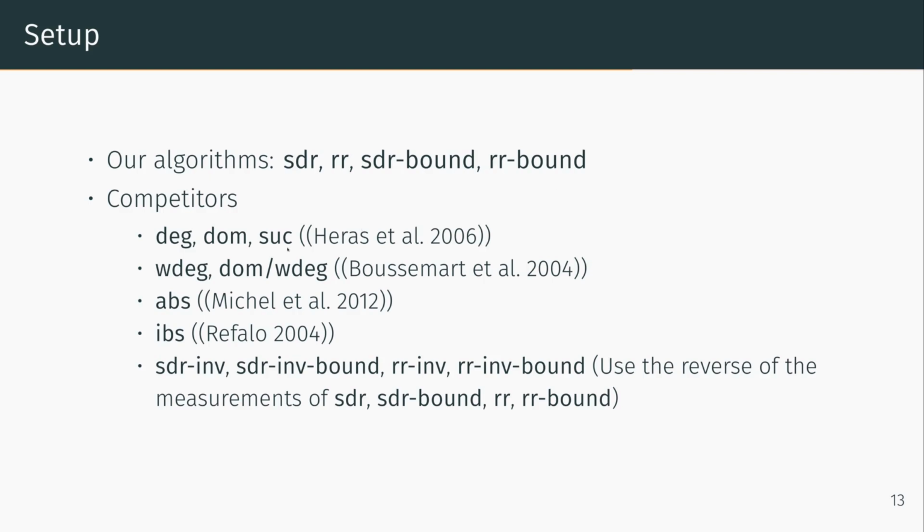And we have our competitors here. There are some traditional ones that are based on degree, domain size, weighted degree, and there are newer ones that are more complicated, and they're based on some activities during the search environment, and so on. And we also added 4 inverse versions of our algorithm. They're the same algorithm, except that they're based on the reverse of the measurements that are used in our algorithms. Just interesting to see how they perform.